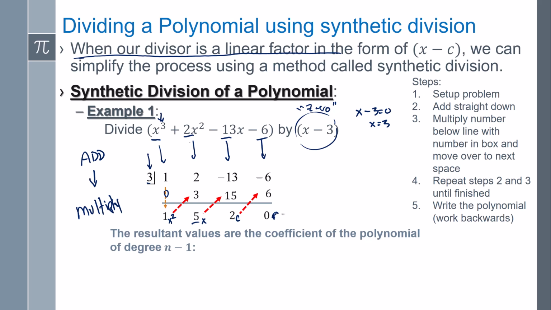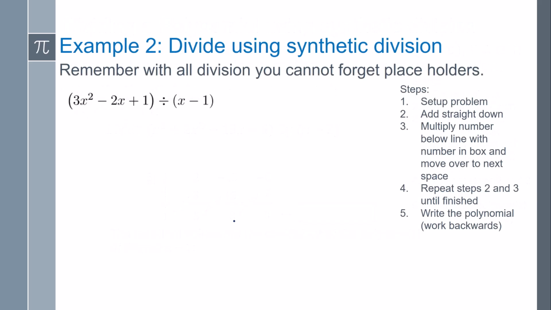So if I wanted to write my answer, I have 1x squared plus 5x plus 2. That's the division. So let's look at another one, setting it up. We take the 0. If I were to set this equal to 0, you're going to get x equals 1. So we take 1 and we put it in the box, and then now we write the coefficients. So 3, negative 2, and 1.